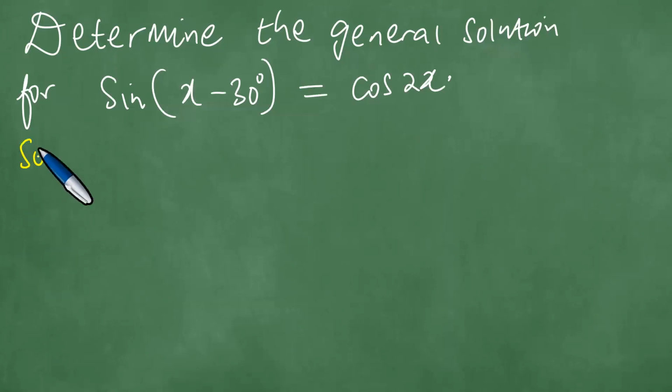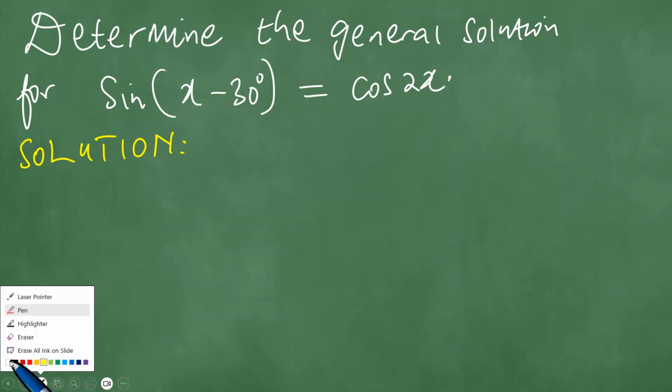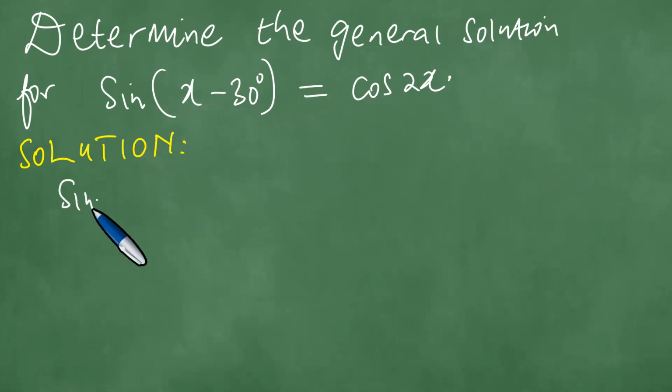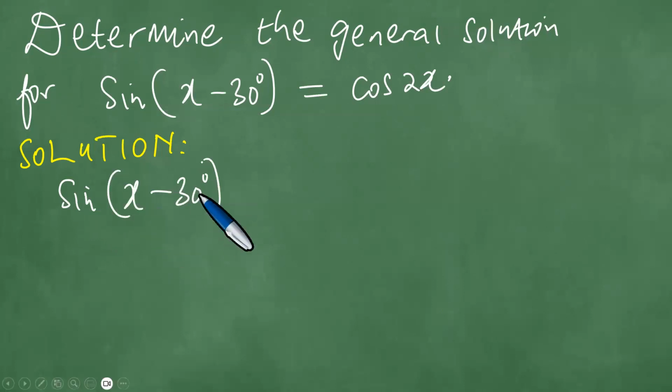How do we find a general solution? We did an example. So what do we do now? How do we start here? We use the co-function rules. How do we use the co-function rule now, Tando? I agree with you, you're right. So what we have here is the sine of x minus 30 degrees, which is equal to cosine 2x. Then what do we do next?